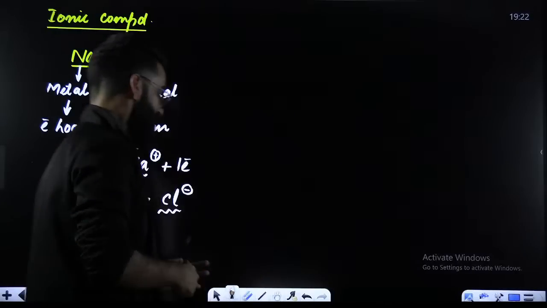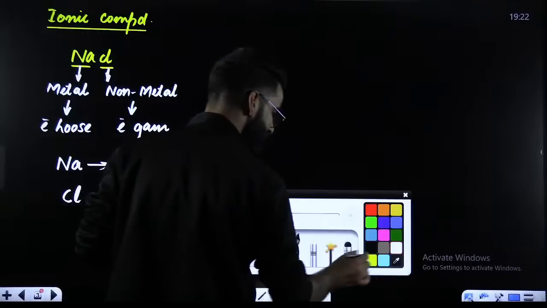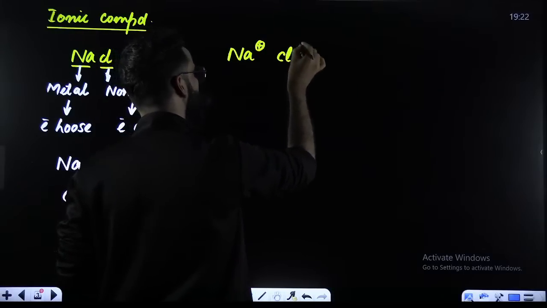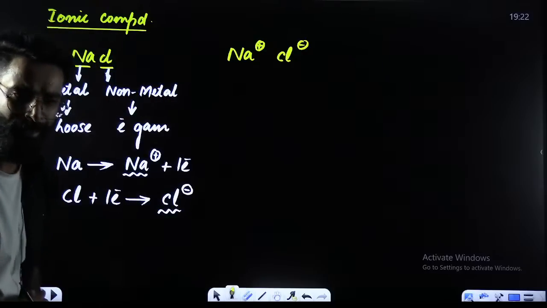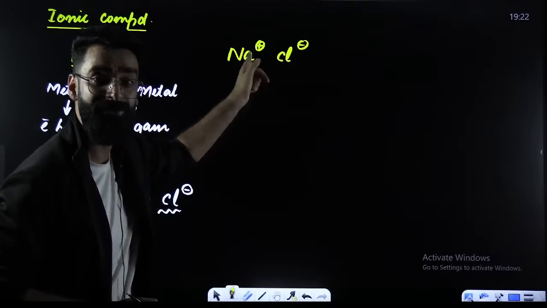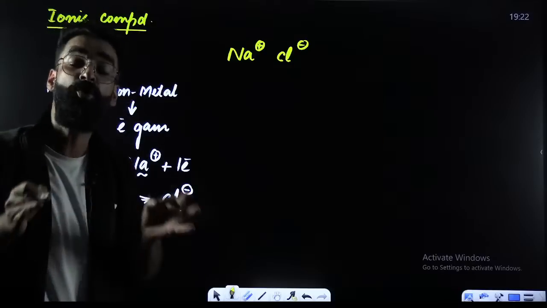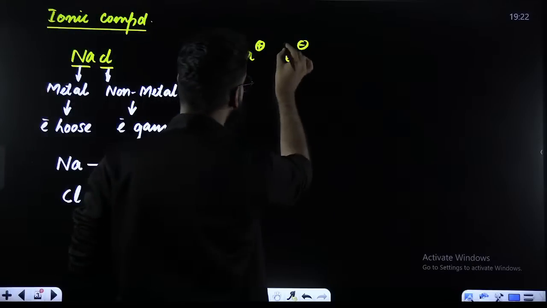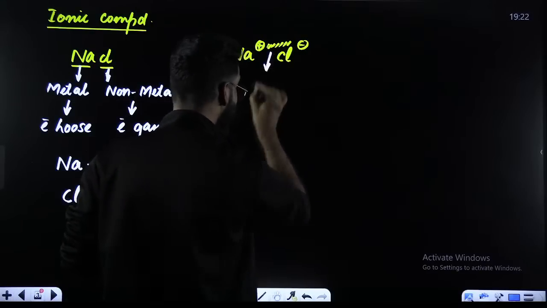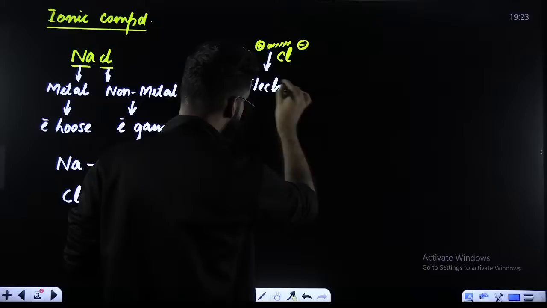Right, people? So over here, if you look carefully, 2 types of ions got formed. What exactly? Na positive as well as Cl negative. These 2 ions got formed. Now, my dear students, do you see you have got oppositely charged ions over here? Positive, negative. And between 2 oppositely charged ions, what kind of force of attraction will be there? Between 2 oppositely charged ions, there will be electrostatic force of attraction.